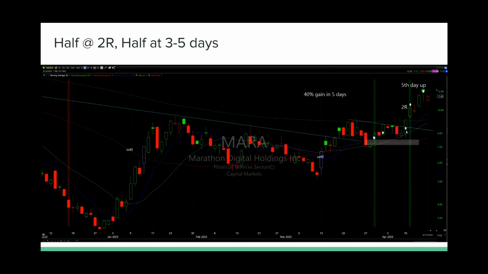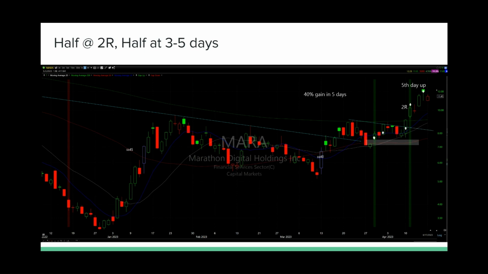I had entered Mara on this day when it broke this trend line. Next day, it had gone up 2R. That's when I booked half. And then on the 5th day, I sold the remaining position. In total, it went up 40% from my entry point, and I closed the trade in 5 days. This is a classic example of a swing trade that I would take, and the super simple sell rules that I use for all of them.